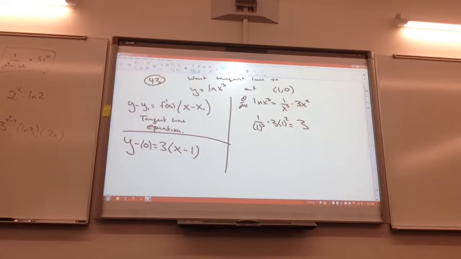How do we know that 1, 0 is a point on that line? We just test it out. You put in 1 for x, because we're at the point 1, 0, and see if you get 0 as your answer. The natural log of 1 is 0.